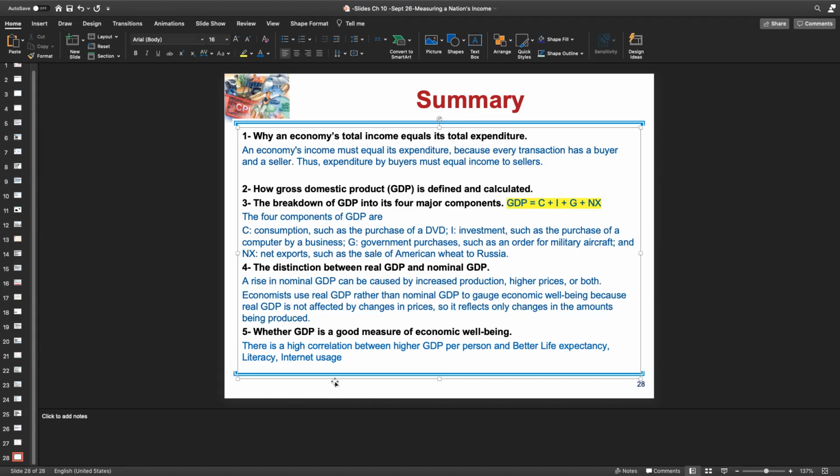And real GDP is a good measure of economic well-being. That's the best indicator we have right now. That's why in most economic projects, that's the first indicator we look at when comparing different countries, even in healthcare. So there is a high correlation between higher GDP per person and better life expectancy, literacy, and internet usage.